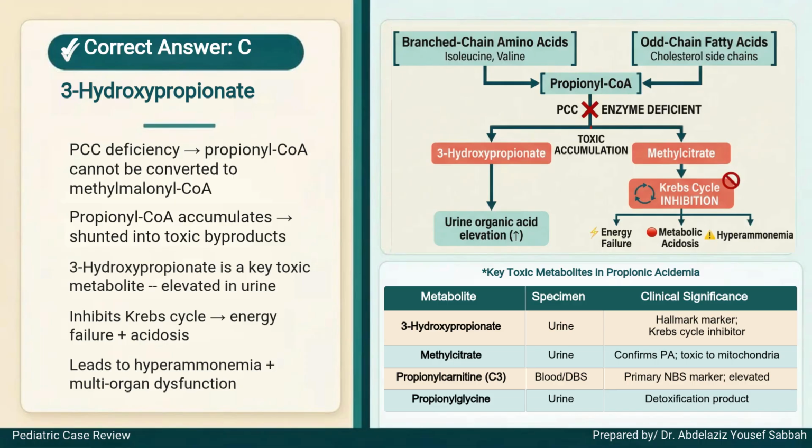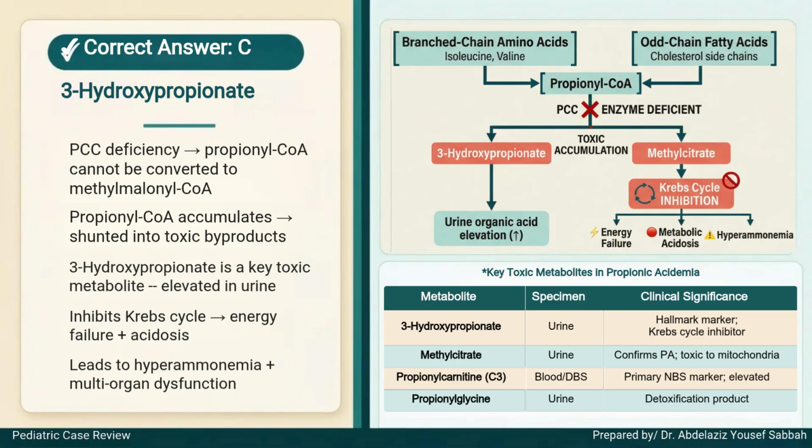3-hydroxypropionate is a key toxic metabolite found elevated in urine. It is the hallmark urine organic acid marker for propionic acidemia. It inhibits the Krebs cycle, leading to energy failure and metabolic acidosis. Other key toxic metabolites include methylcitrate, which is found in urine and confirms the diagnosis, propionyl carnitine, which is the primary newborn screening marker found in blood, and propionyl glycine, which is a detoxification product.